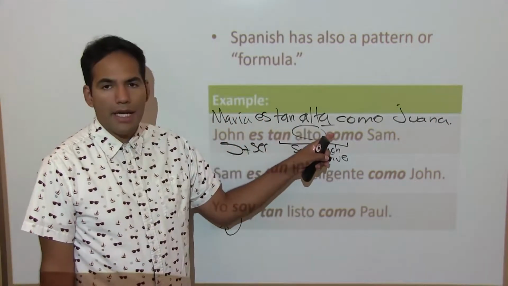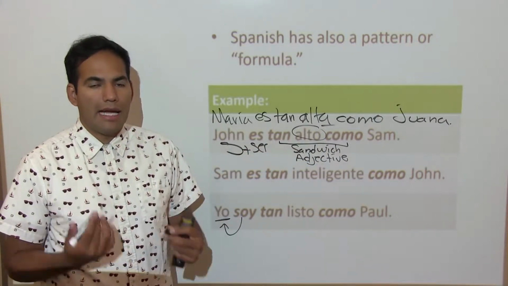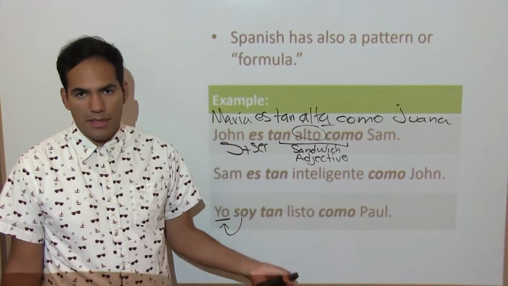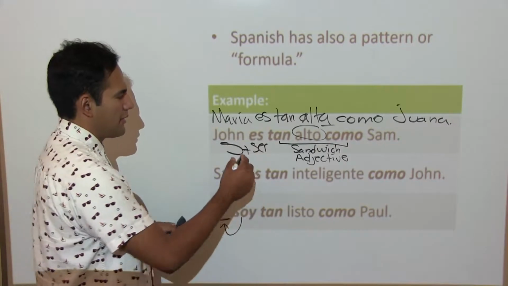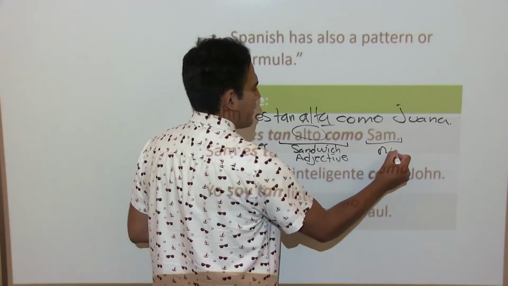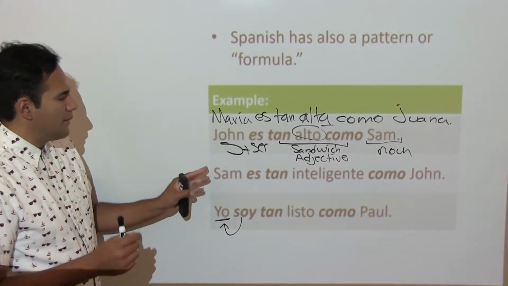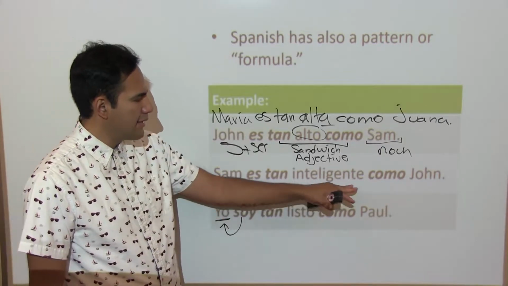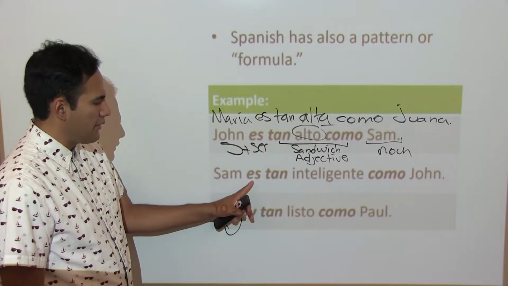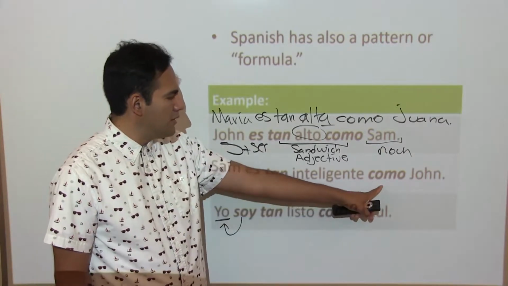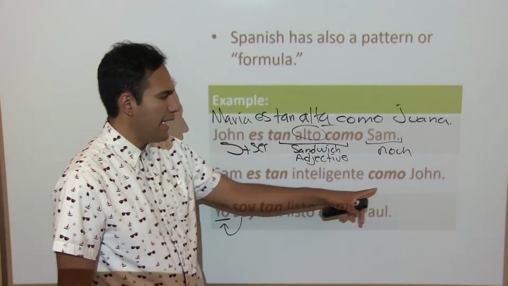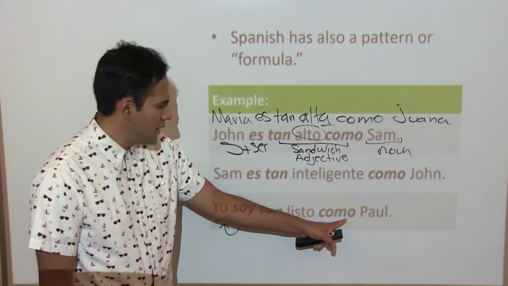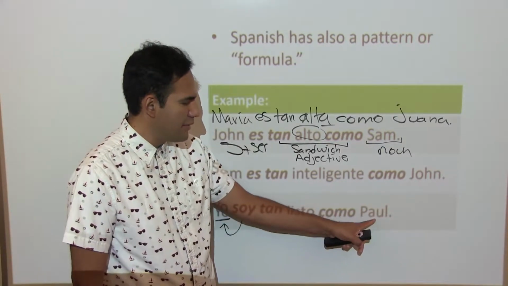Okay, so notice how we have to make that change because we're talking about adjectives, we're talking about characteristics, and all the adjectives are going to match the subject. So just remember that. Okay, so we have our sandwich and then we have our noun. And as you can see, it's basically the same thing in the rest of the sentences. Sam es tan inteligente como John. We have our subject, verb ser, our sandwich, tan como, and our adjective in the middle, and at the end, our noun. The same here, subject, ser, sandwich with adjective in the middle, and our noun at the end.